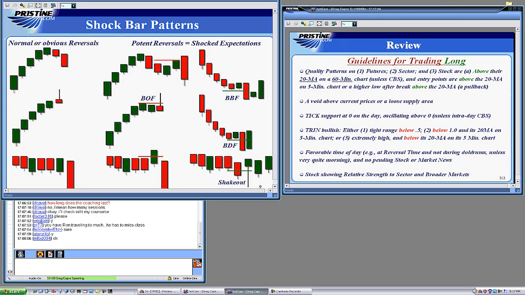Favorable time of day. Morning, later in the day. Be aware of reversal times, 10 o'clock, 10:30. Doldrums are okay if the morning's been quiet. Make sure of news that might be coming out. Is the stock showing relative strength? There's your checklist for longs, for shorts, we just reverse it.